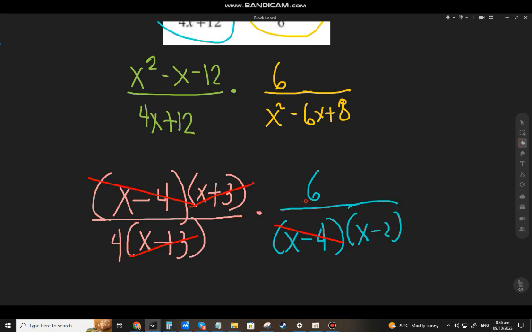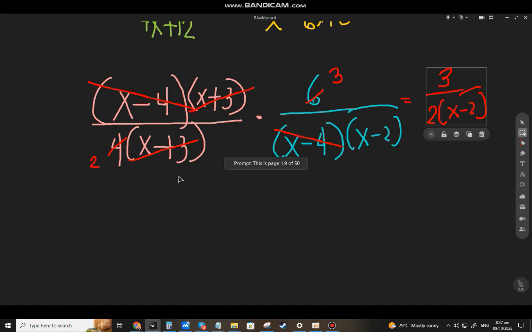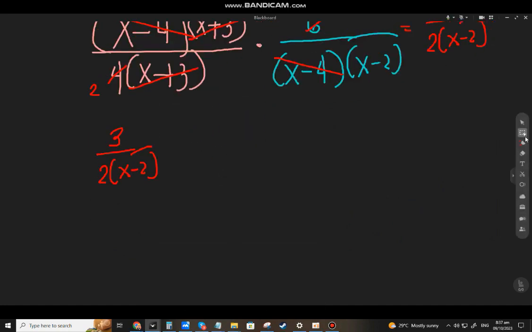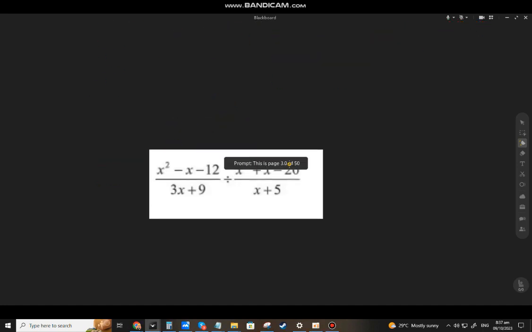So let's see. You can divide 6 and 4 by 2. It will be 3, and this will be 2. And the final answer will be 3 over 2 times x minus 2. But again, some of your teachers will say you can still simplify that one. Sometimes they would prefer to expand the denominator, which will be 2x minus 4. So it depends on your teacher. But both of them are correct. Okay, let's have the second example.